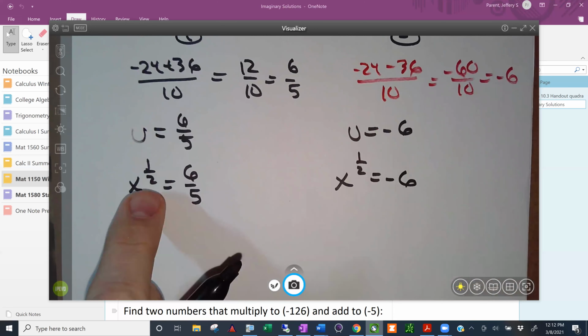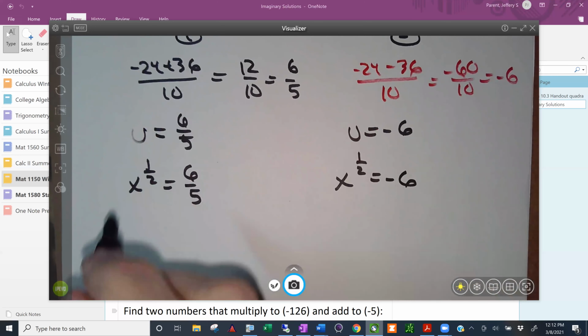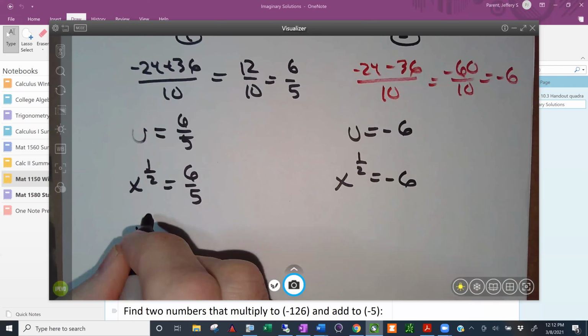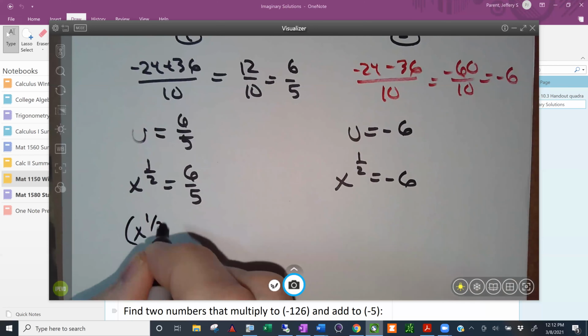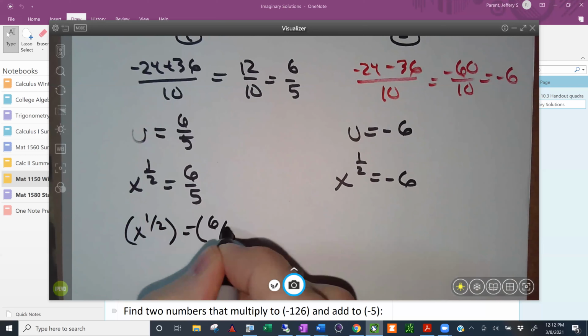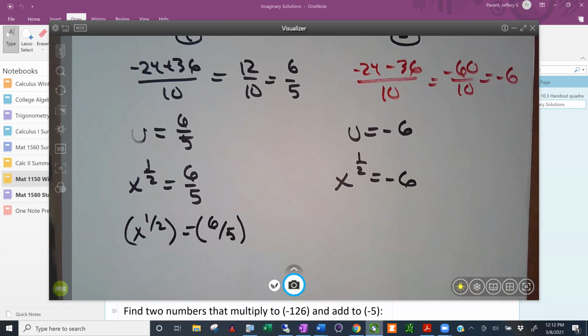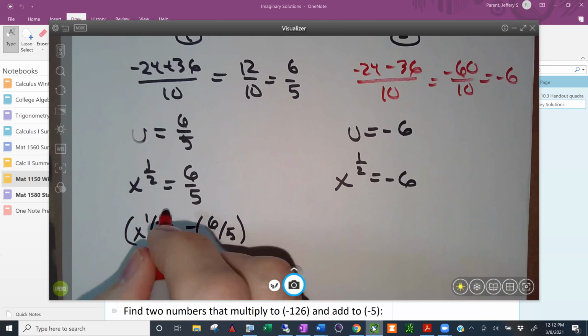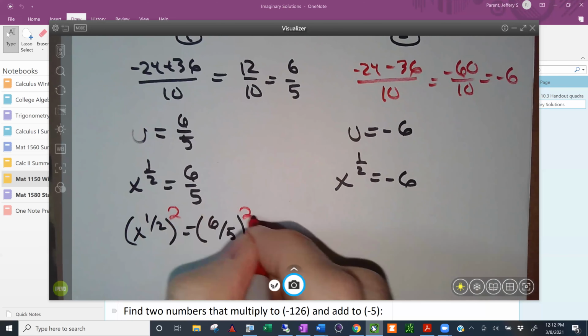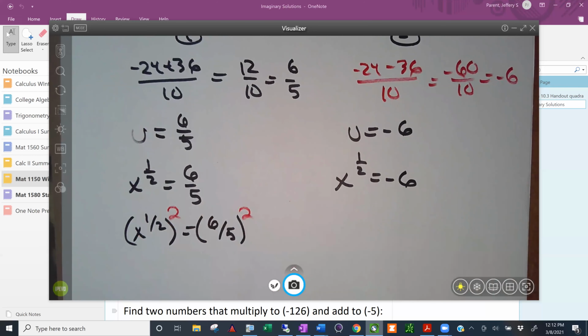What did I say about solving something like this? There was a trick. You had to raise both sides to a particular kind of power. Reciprocal power. And the reciprocal of 1/2 is 2. Yes, 2. Thank you. So if I square both sides, 2 times 1/2 gives me x to the first power. And squaring this gives me 36/25. So that's one part of it.